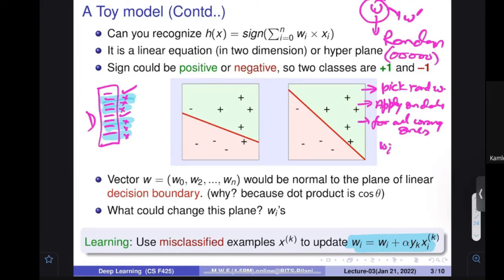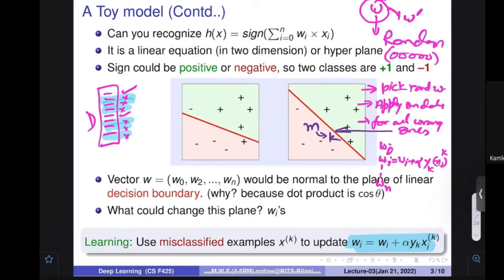You update the Wi. How many weights you have? W0, W1, dot, dot, dot, different W, Wn weights are there. The ith weight you are going to update by Wi plus alpha times yk xik. What is k? This is the place where I'm wrong. I'm wrong because how many data items I have? M data items I have, wrong. So I pick which one is wrong. The kth one is wrong.